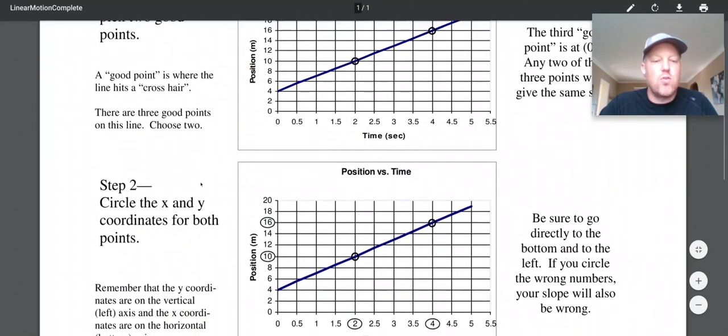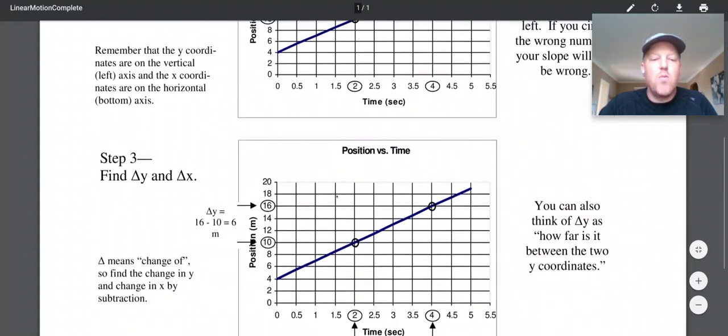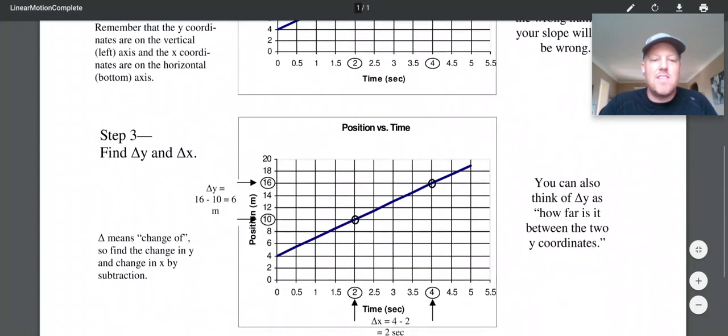Step two, it says circle the x and y coordinates for both points. Again, you can skip this once you feel comfortable, but if you circle the x and y components, it's really easy to work with a few numbers at the same time. And then what you're going to do is find the delta y and delta x. This delta, this triangle symbol here, means the change. And so the change is going to be what you end up with minus what you start.